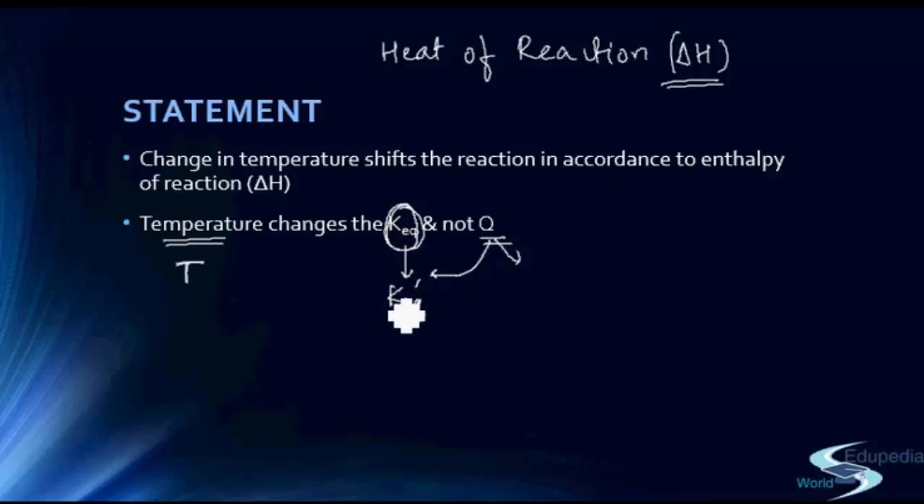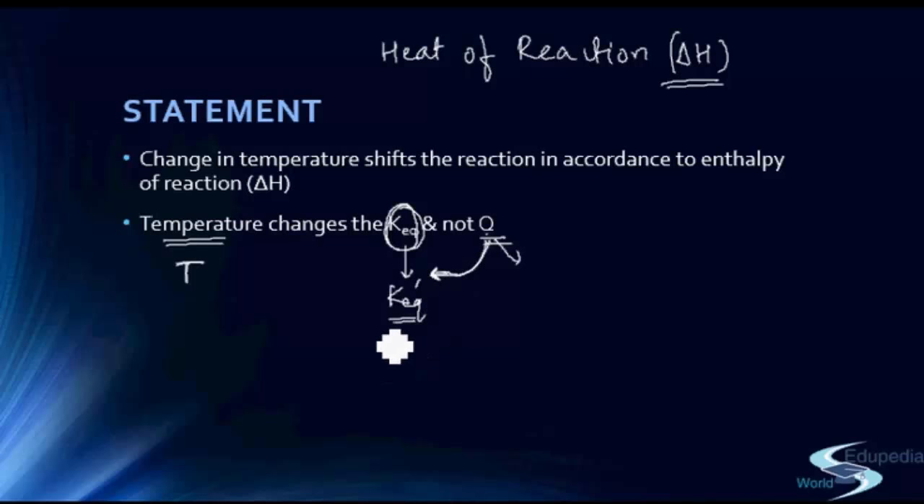Alright, so just remember, this is an important point: temperature will change the value of the equilibrium constant itself to a new value, and that is why the reaction shifts in a particular direction, so that Q will have to change to once again become equal to K equilibrium, a new value of K equilibrium.